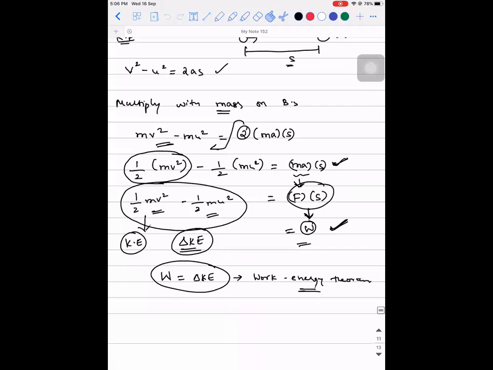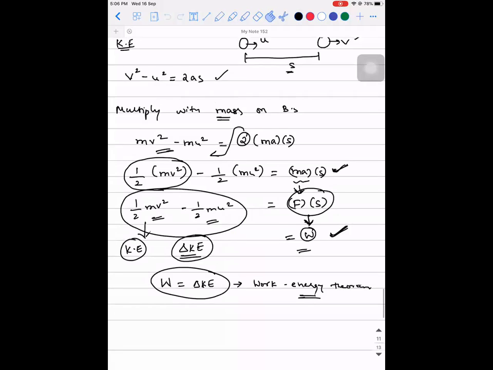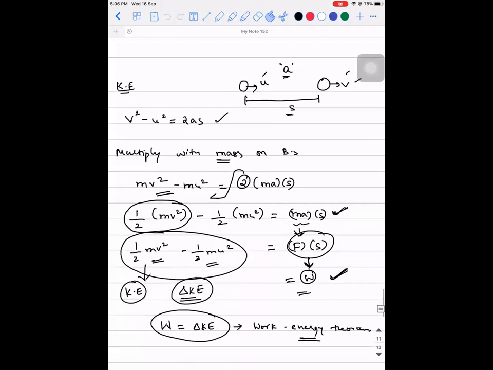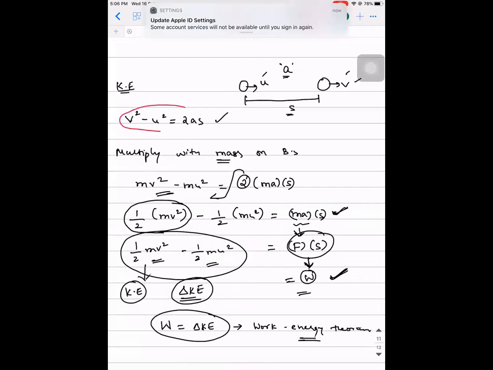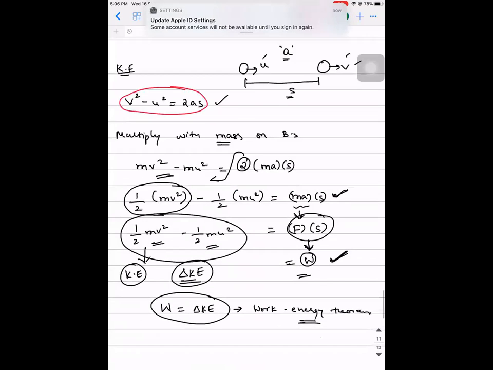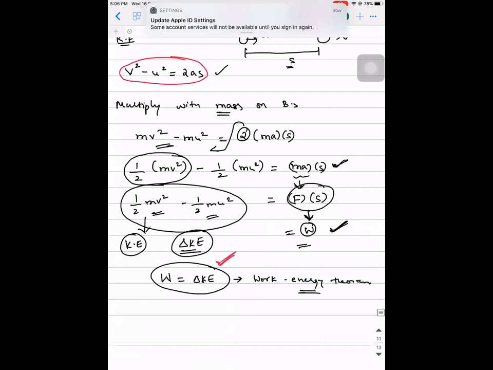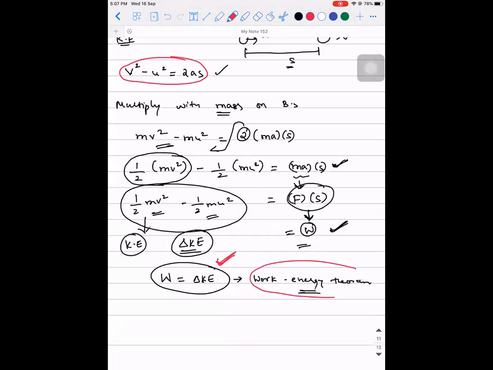So yesterday this was the derivation with which we stopped. That is, we took v square minus u square is equal to 2as. Then we derived the expression for the relation between work done and kinetic energy, and I told you work done is equal to change in kinetic energy, and the name of this theorem is called the work energy theorem. And remember, it is very, very important.